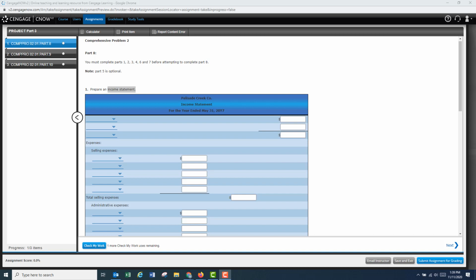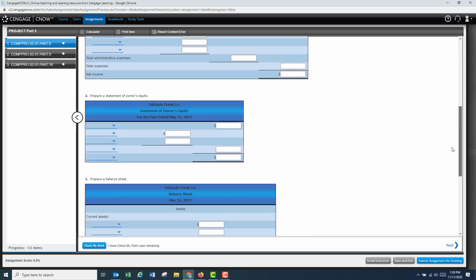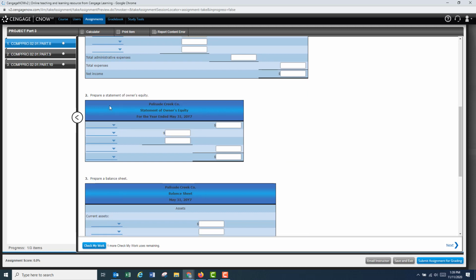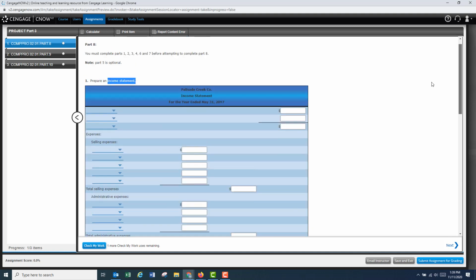So what you see on your screen is project part 3, and it's a continuation of part 1 and part 2. Within part 3, there are 3 components. It's called part 8, part 9, and part 10. So this part 8 is the income statement, then the statement of owner's equity, right here, number 2, and then the balance sheet. So you should know these statements by now.